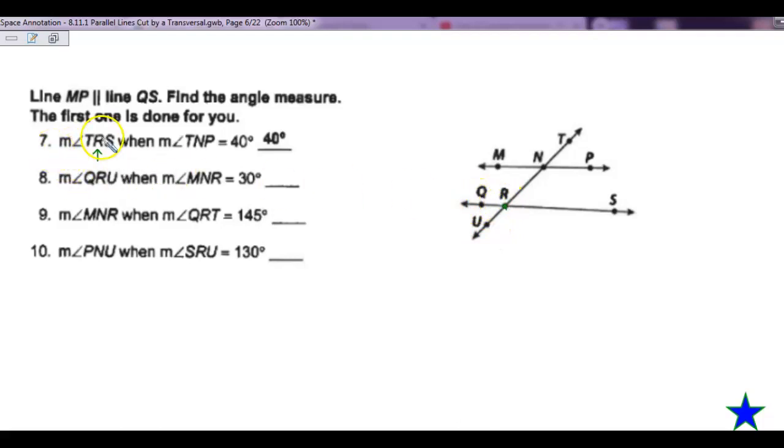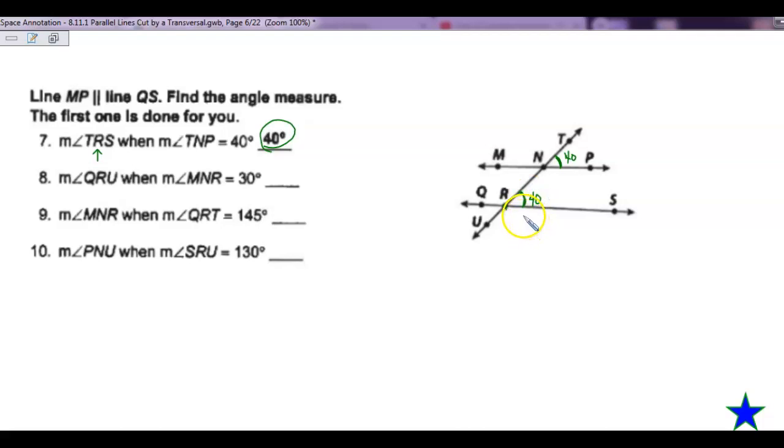Okay? So measure of TRS when TPN. So TPN is this one here. And TRS, that would be this one. So TPN is 40 degrees. I know this angle to this angle, they are corresponding, and so it also equals 40 degrees.